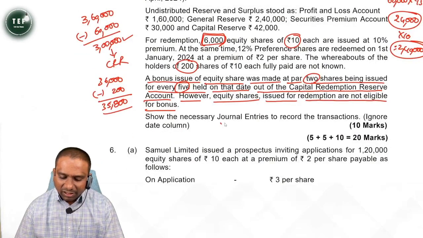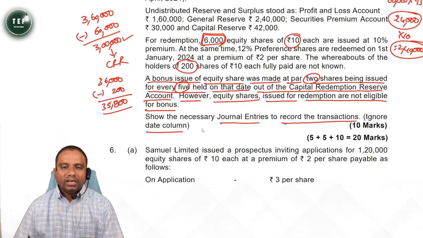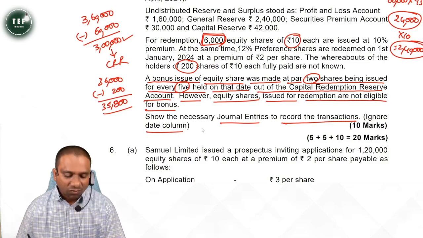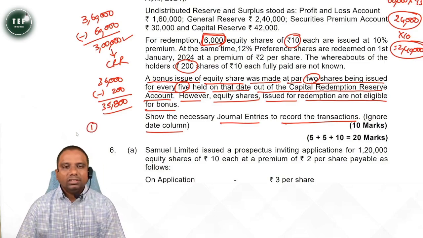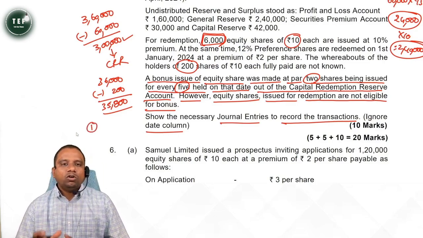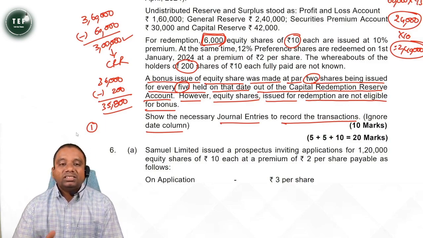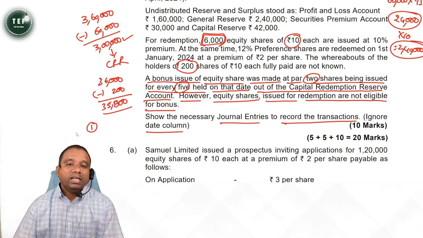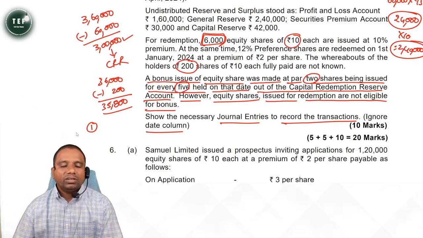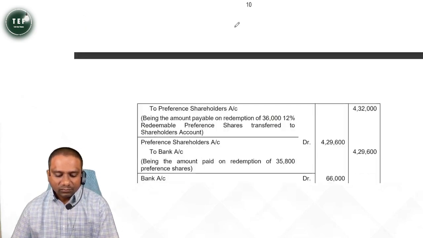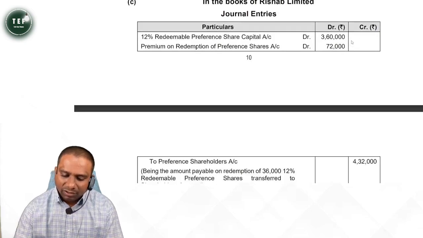Show necessary journal entries to record the transactions. Ignore the date column. Here there is an order of recording the entries. First one, it is better to transfer the amount due to preference shareholders. Entry: Preference share capital account debit, premium on redemption of preference shares account debit, to preference shareholders account. This is the first and foremost entry we record.